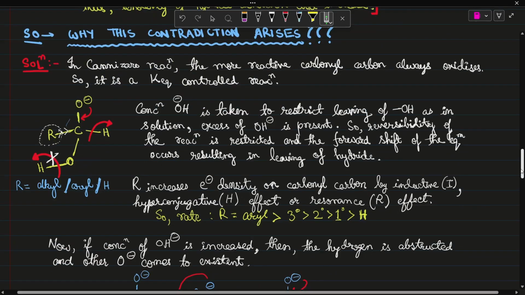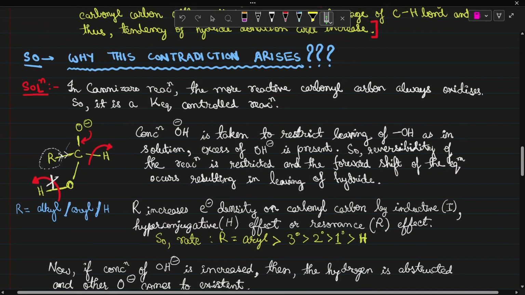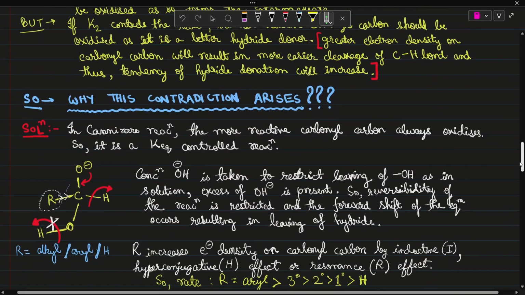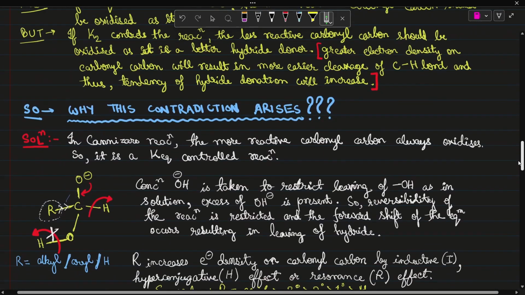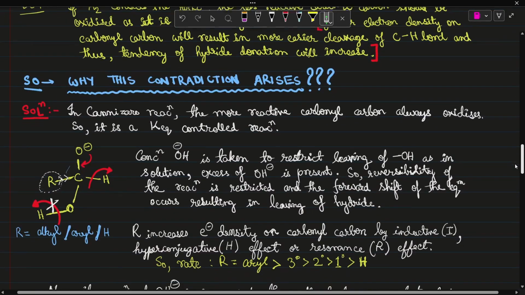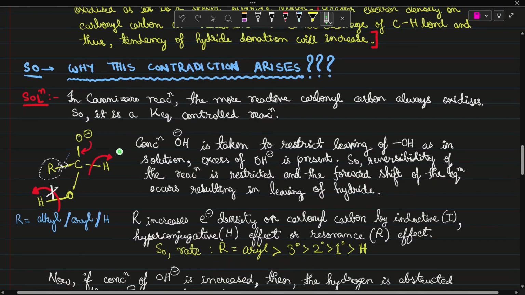Why is it so? The second step is the rate controlling step, but what the K equilibrium decides is this: the equilibrium constant from the first step decides which carbonyl carbon has to be oxidized in this reaction. See, the concentration of OH minus is taken to restrict the leaving of OH minus, as it is already present in the solution.